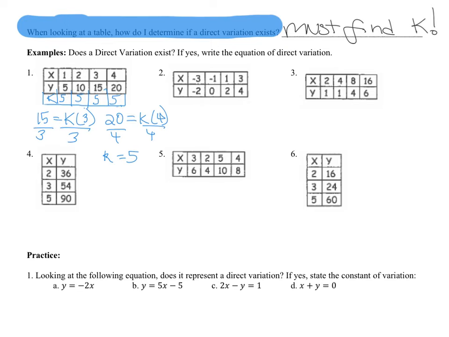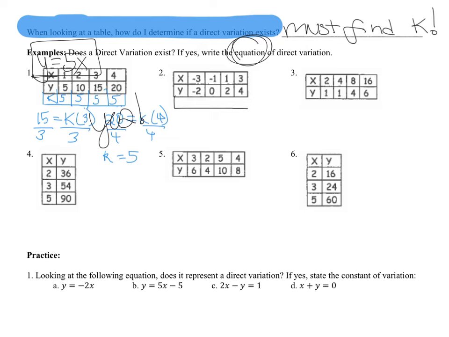So notice on this problem, your k value is always the same. Because it's always the same, you're going to say yes, a direct variation exists. And then it says write the equation, y equals kx. So y equals, k was 5, 5x. Okay?